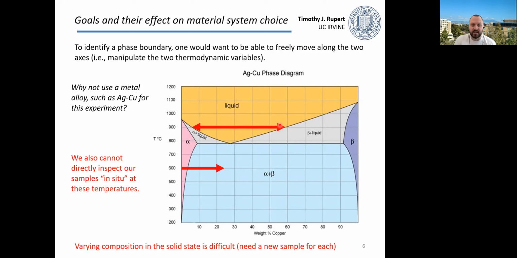Just some practical things that make it not the easiest option. One is that these temperatures are relatively high. So this is at 900 degrees C. So it's a little bit dangerous, and you have to be very careful running your experiment.